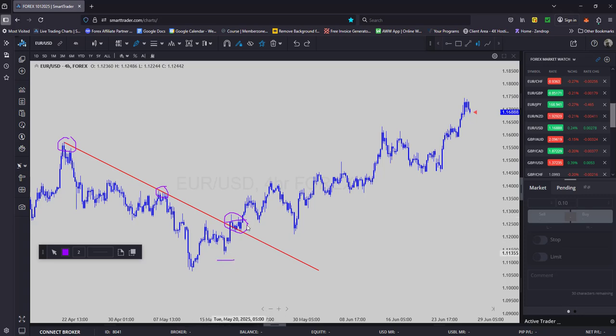You could have had a stop below here and maybe go after 1 to 2, something like that, or maybe go after this high here. And as you can see, the market did work its way up to take out that high. So could you have entered here? Yes.